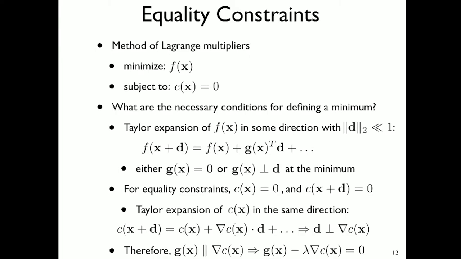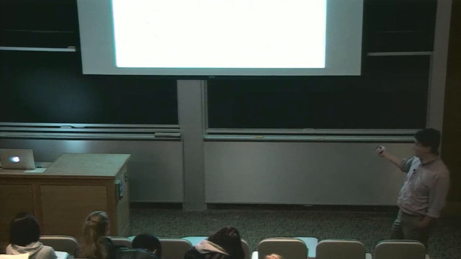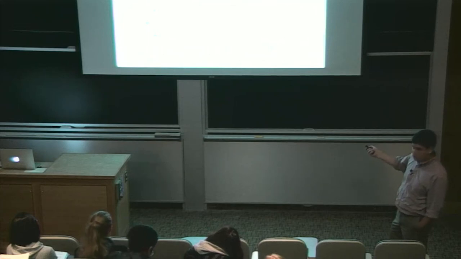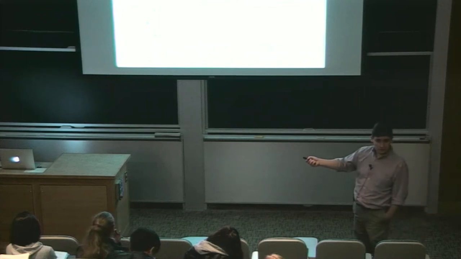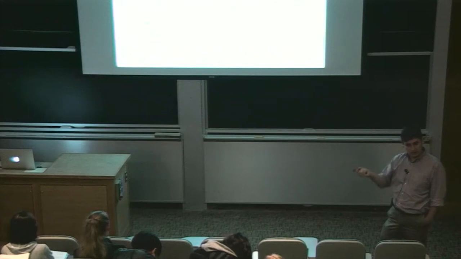And that implies, right, that d must be perpendicular to the gradient of c of x, because c of x plus d has to be 0 and c of x has to be 0. So the gradient of c of x dot d to leading order has also got to be equal to 0. So d and the gradient of c are perpendicular, and d and the gradient of g have to be perpendicular at a minimum. Okay? That's going to define the minimum on this equality constrained set.